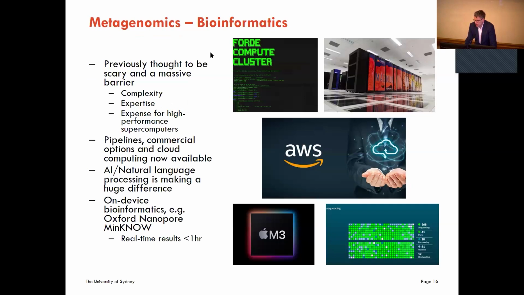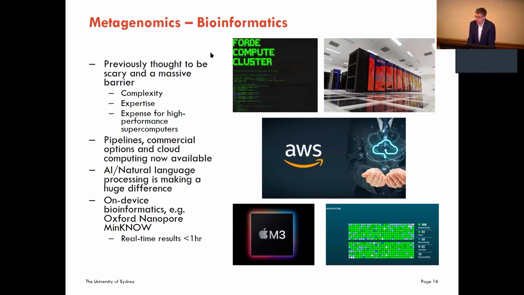I guess that one of the big barriers often put up for metagenomics is bioinformatics. It previously was thought to be scary and a massive barrier because of the complexity involved, the expertise, and the massive expense of high-performance supercomputers. However, I have to say that's really changing very rapidly now. What we have now is a lot of pipelines.